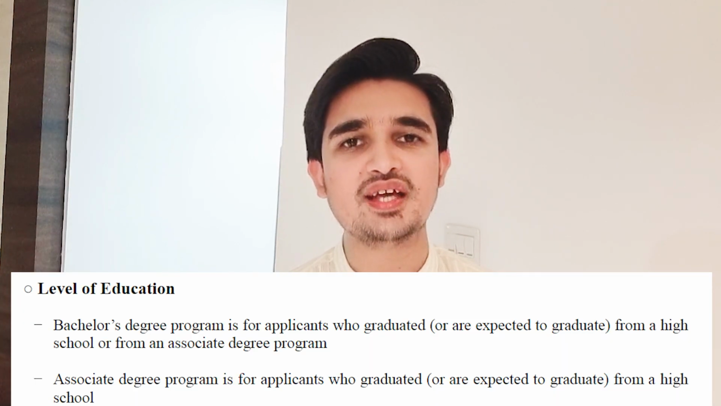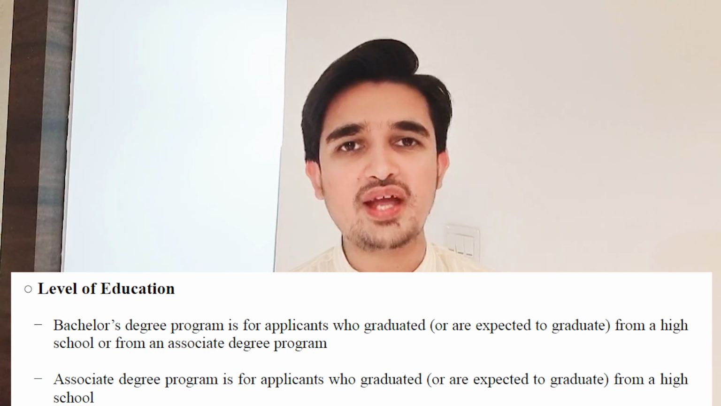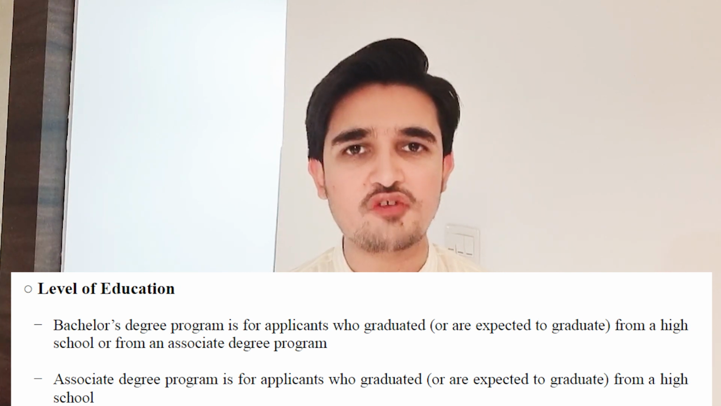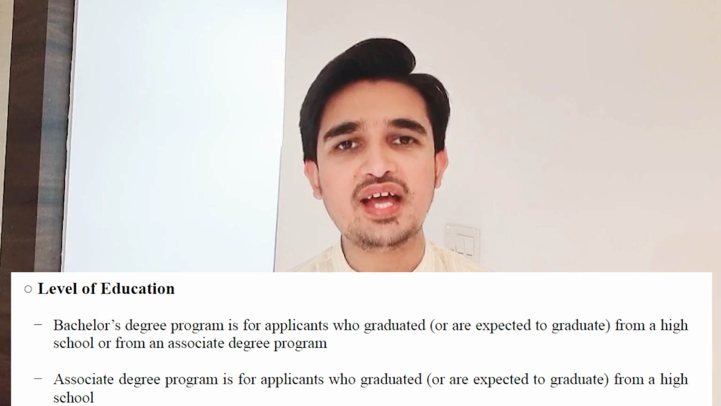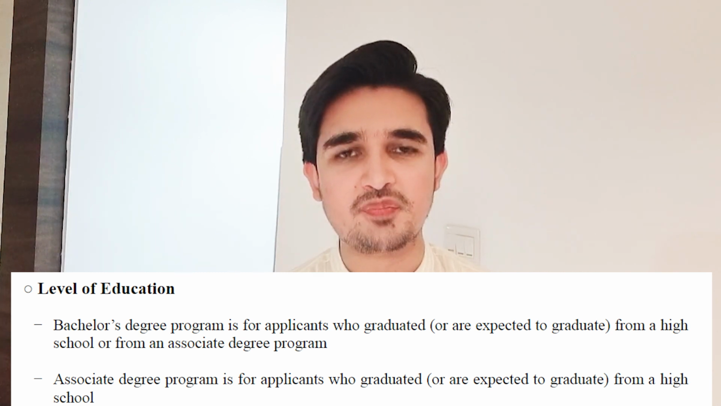Now I will guide you about the basic eligibility criteria for this scholarship. The first one is age. Your age should be less than 25 years. If your age is more than 25 years, then you are not eligible to apply for this scholarship. Then some students have already graduated from high school, and some are expected to graduate. So if you can get your degree by the 31st of December 2023, then you are eligible to apply for this scholarship. But if you get your final degree after this date, then you cannot apply for this scholarship.